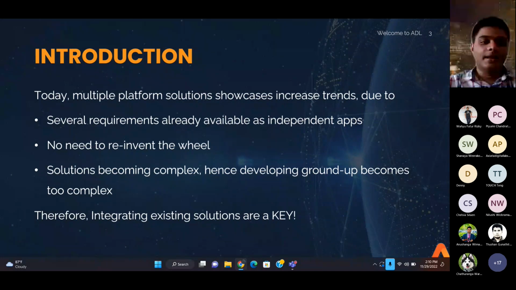And also we can see solutions are becoming complex. Hence, developing ground up solutions is too complicated. What that means is if it is too complicated, then definitely it would be too costly as well. So therefore, integrating existing solutions is a key aspect, and that is what we will be seeing on integrating platform solutions.